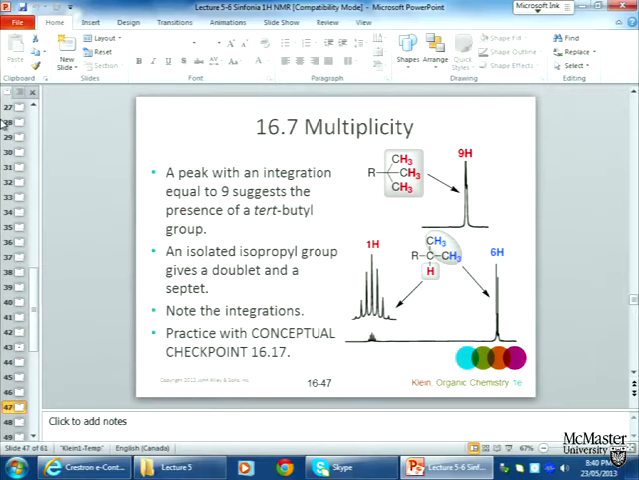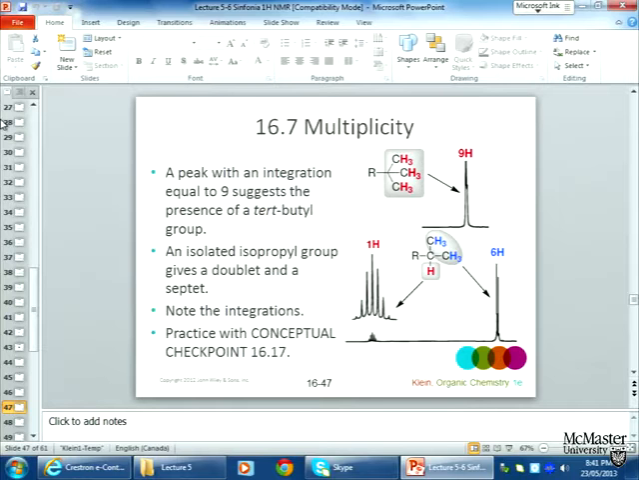Isopropyl group, two methyl groups attached to a carbon with one hydrogen. The methyl groups total six hydrogens, right? They're equivalent to one another, so the two methyl groups are equivalent. Every hydrogen has one neighbor. Every hydrogen is split into a doublet, so we see a 6H doublet. If we look at the hydrogen on the central carbon, it now has six neighbors, right? The hydrogen on the carbon in the middle has six equivalent neighboring hydrogens in the two methyls. Six neighboring hydrogens, how many lines?